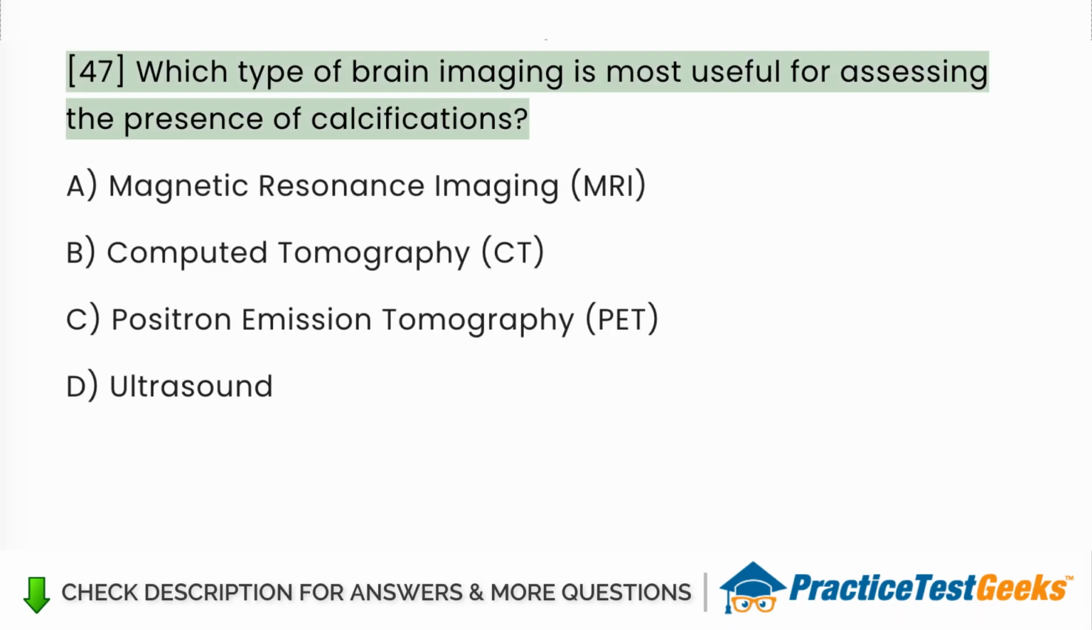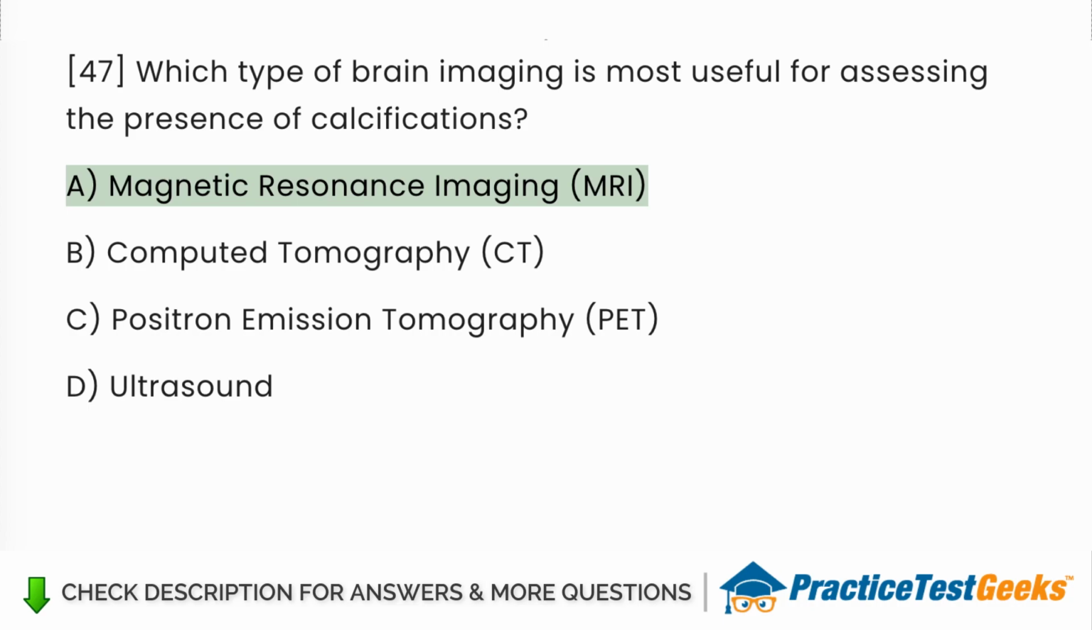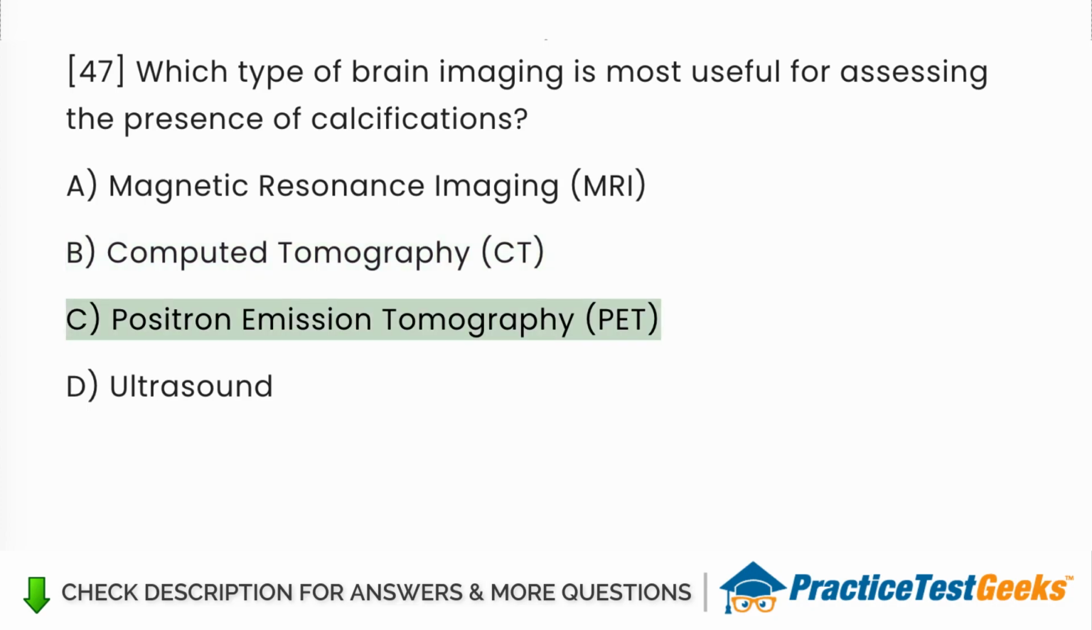Which type of brain imaging is most useful for assessing the presence of calcifications? A. Magnetic resonance imaging. B. Computed tomography. C. Positron emission tomography. D. Ultrasound.